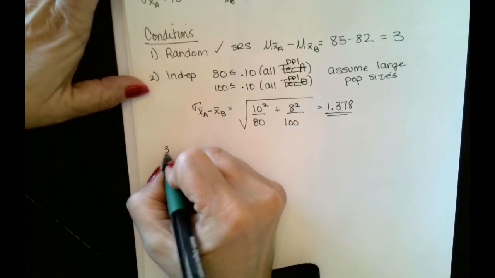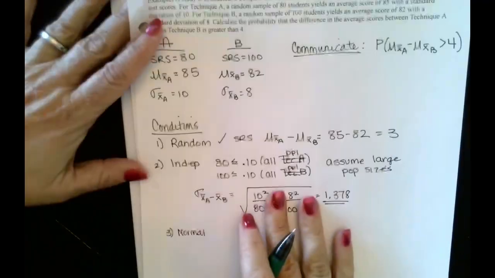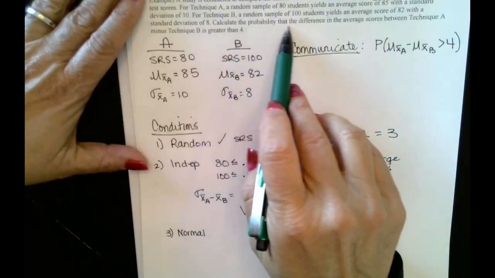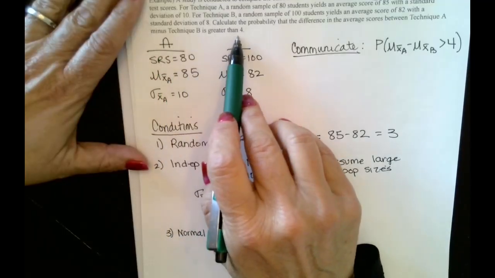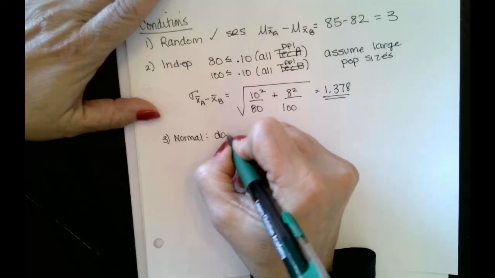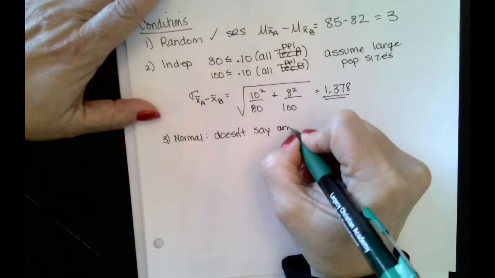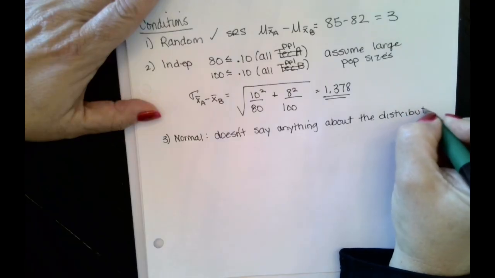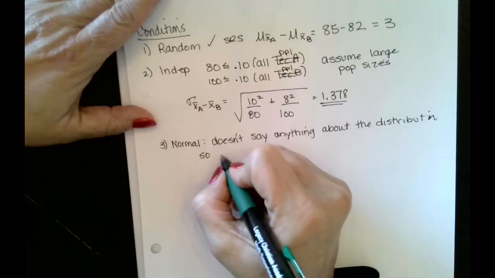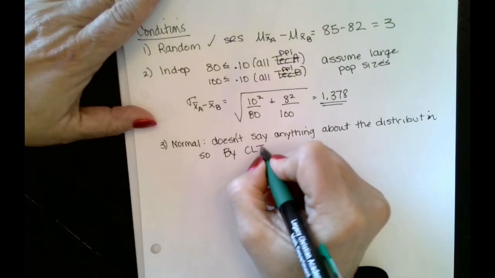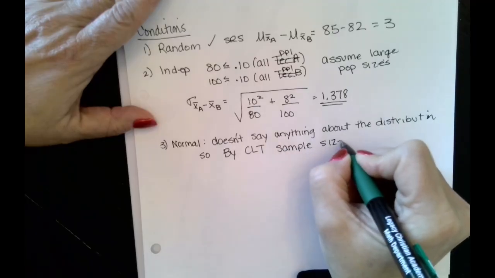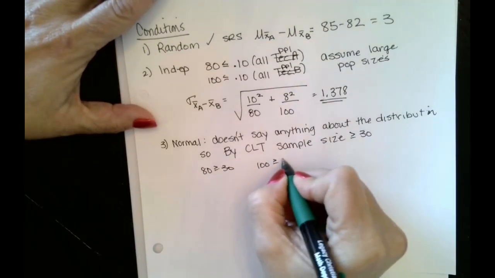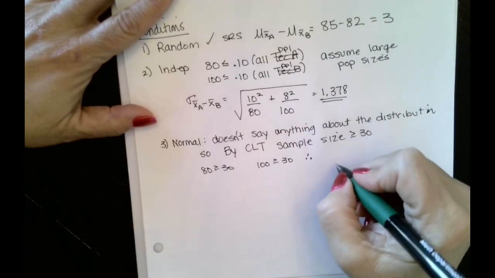Okay, so last thing here is I'm checking to see if this is normal. So I'm checking my shape. All right, so what does this say up here? It says improving test scores, technique A, random sample, technique B, random sample. Calculate the probability that the difference of the average scores between A minus B is greater than 4. So what do I know about normal? It doesn't say anything about the distribution. So I have to know, by CLT, is my sample size greater than or equal to 30? So I have 80 is greater than or equal to 30, and I have 100 is greater than or equal to 30. Therefore, I can say that it's normal.